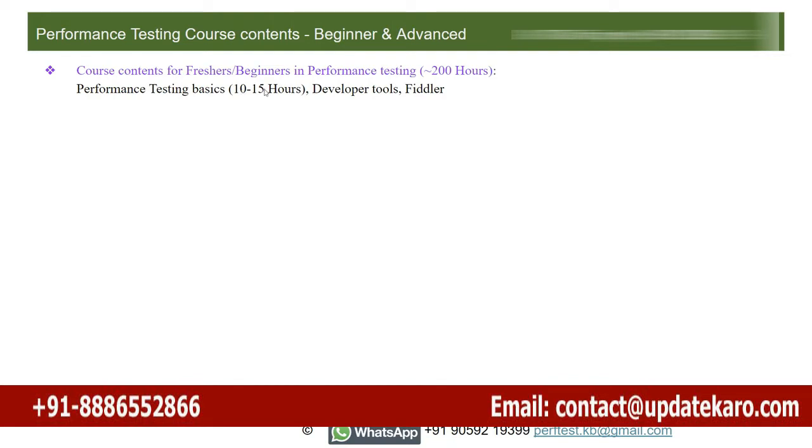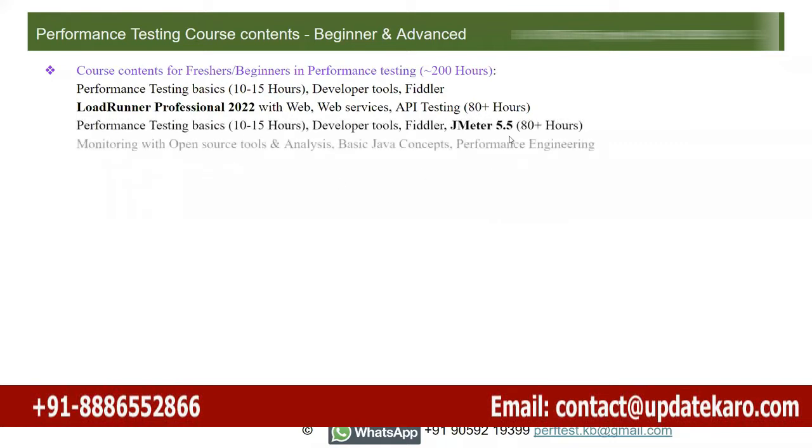So I will be spending 10 to 15 hours on performance testing basics, developer tools and Fiddler, and LoadRunner Professional 2022 with web services and API testing. This training comes around 80 hours, right? And JMeter training comes around 80 hours, approximately 80 or 80 plus hours. And monitoring with open source tools and analysis, like InfluxDB, Grafana, ELK Stack. There are some open source tools for monitoring.